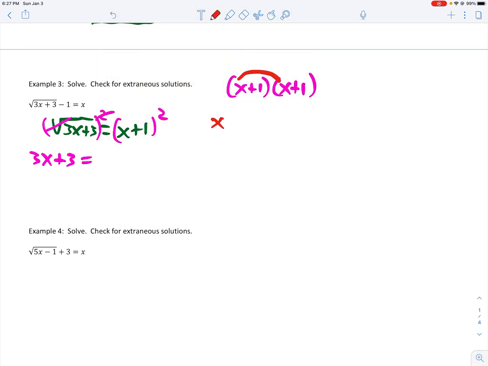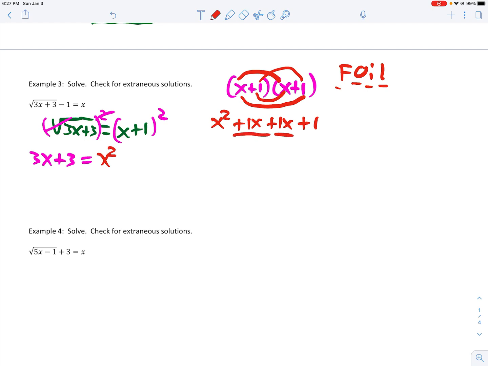So x times x is x squared. X times 1 is 1x. 1 times x is 1x. 1 times 1 is 1. So remember, we're using FOIL. First, outer, inner, last. So this becomes x squared, x and x gives you 2x plus 1. Okay, so what stands out to me is there's an x squared. It's a quadratic. So remember, when we have quadratics, the easiest way for most of us is to solve it by factoring. So I want to get everything on one side, set equal to 0, and factor it.